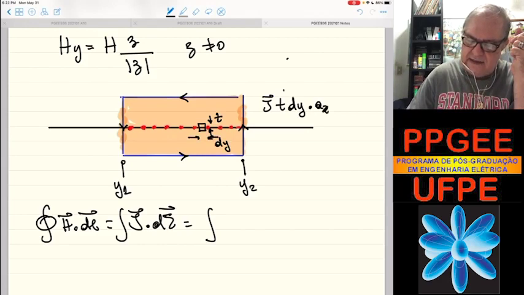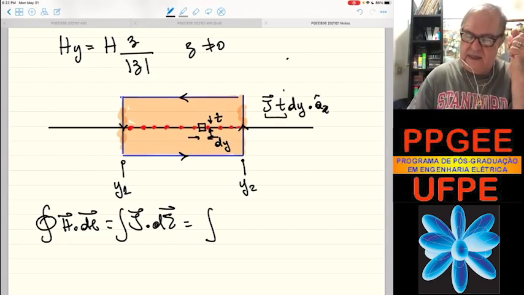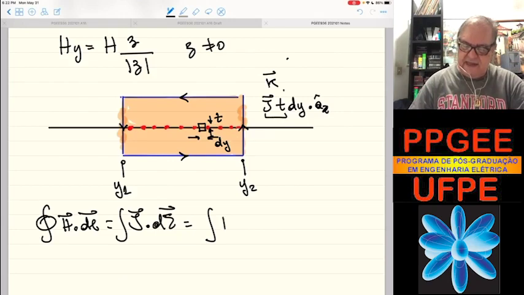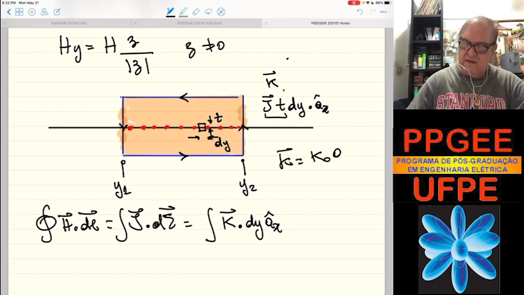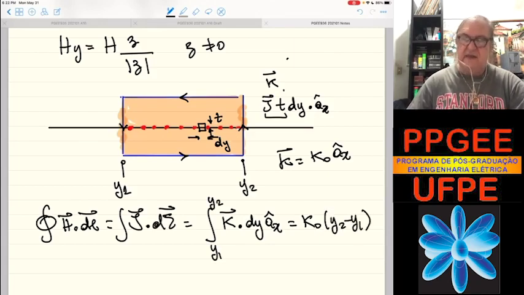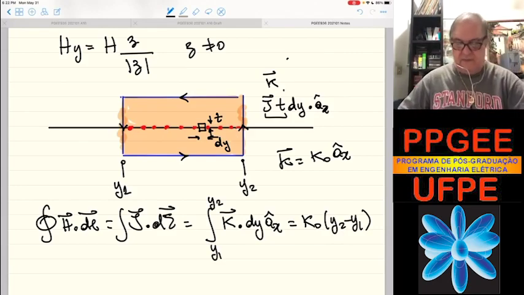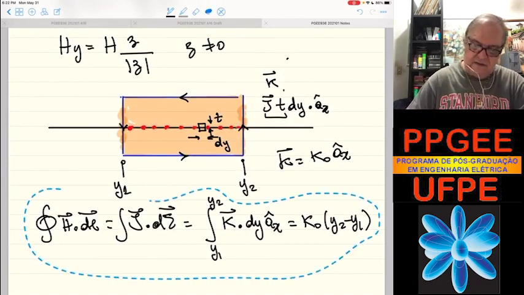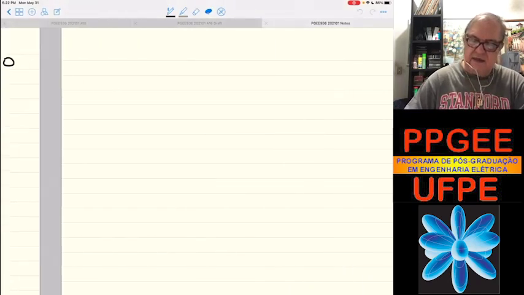dot product with ax. JT is the current density, the surface current density K. So it's going to end up being something like K dot dy ax, and K equals K0 ax. So this is K0 integral from y1 to y2, right? K0 times y2 minus y1. That's the right-hand side of Ampere's circuital law. So let's transport this to the next page. I'm going to cut here and put it here.